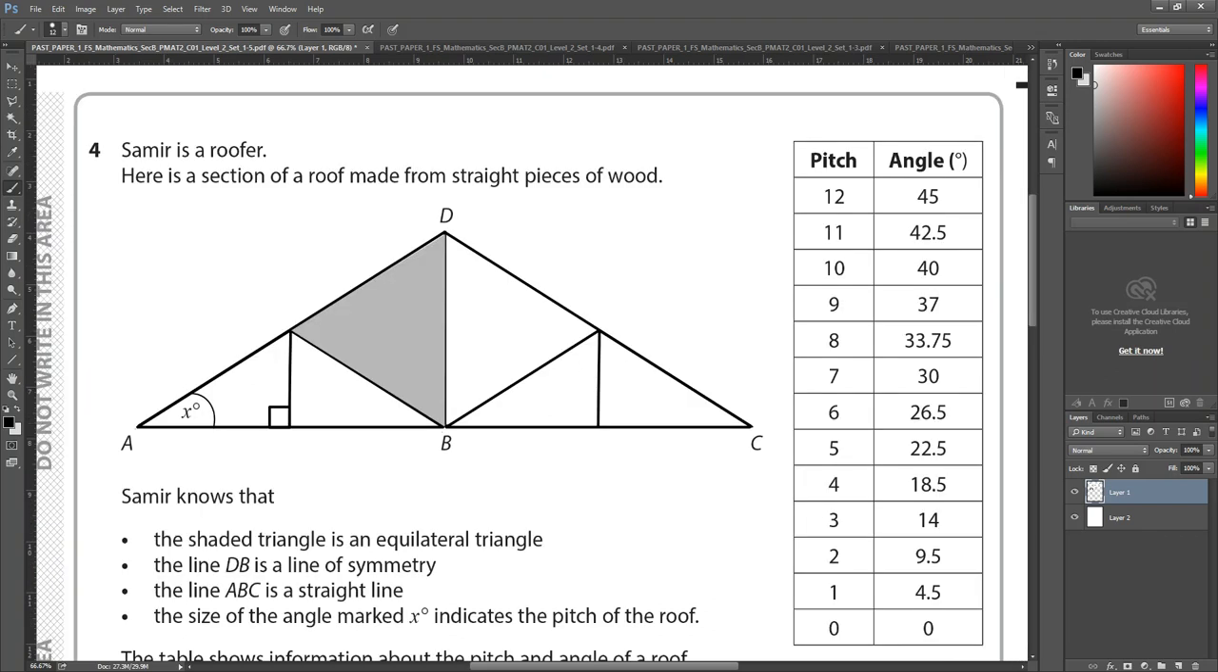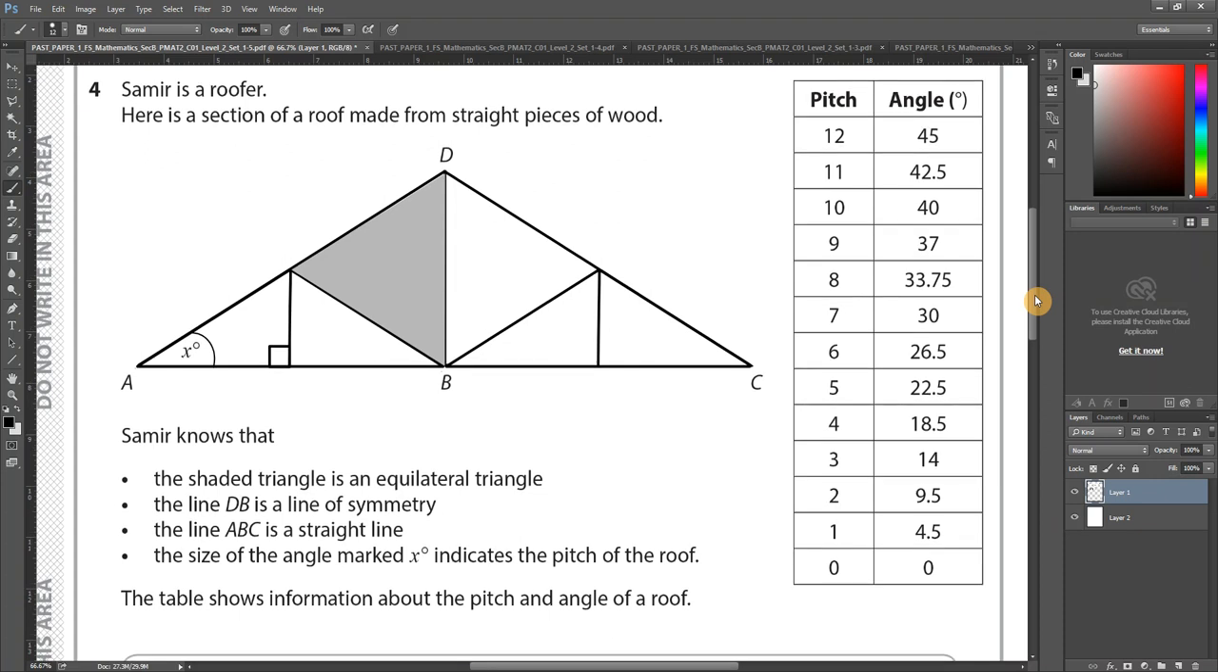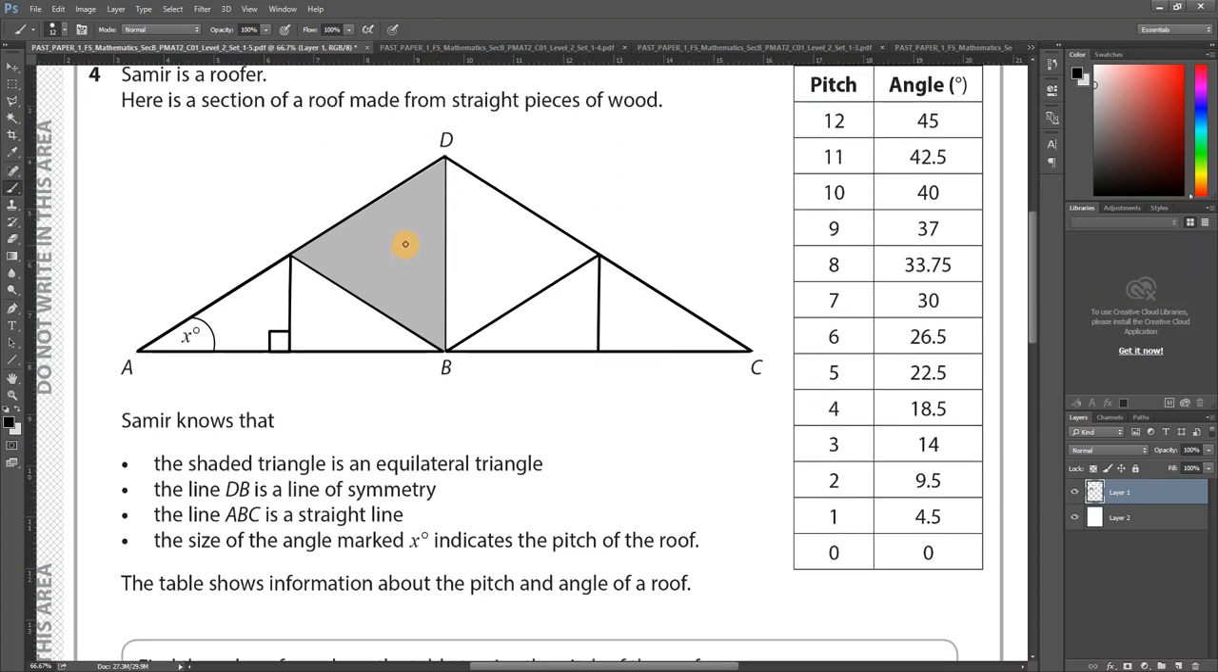Question 4, Sammy is a roofer. Here is a section of a roof made from straight pieces of wood. Sammy knows that the shaded triangle is an equilateral triangle, so this one right here. The line DB is a line of symmetry, so that's the one down the center. The line ABC is a straight line, so that's the one there at the base.